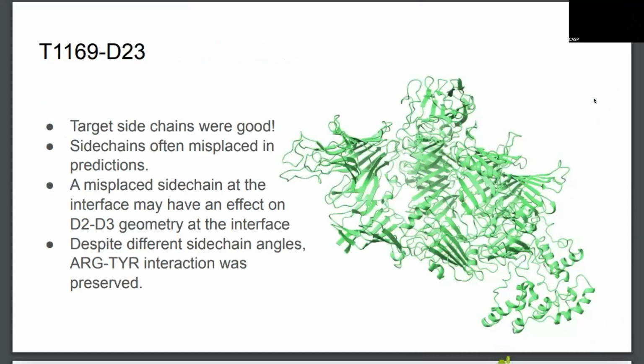I then looked at T1169, and this is the big complex, right? And I looked at domains 2 and 3, and the reason I wanted to look at these is because there are interfaces there, and if the side chains aren't fitting into the density, then maybe that's going to end up with interfaces which are poorly modeled.